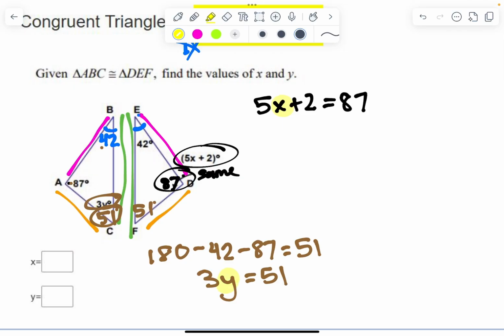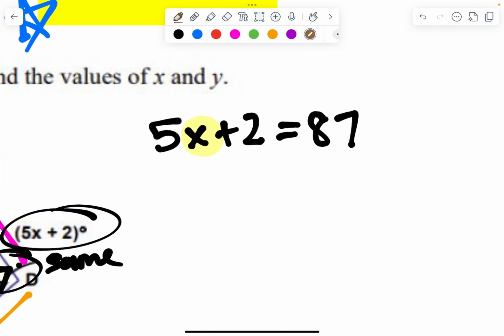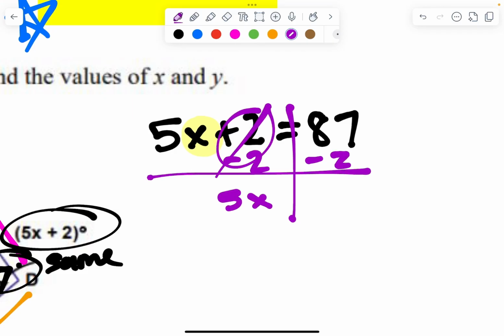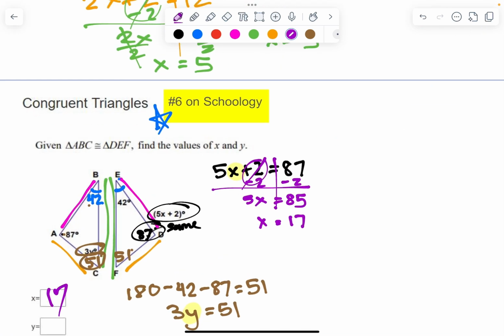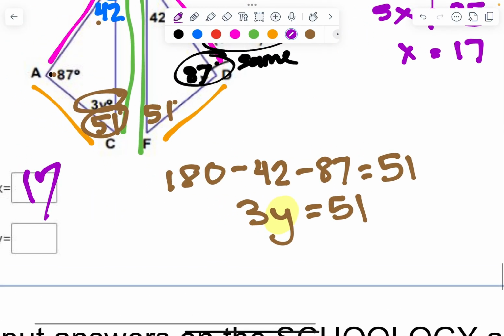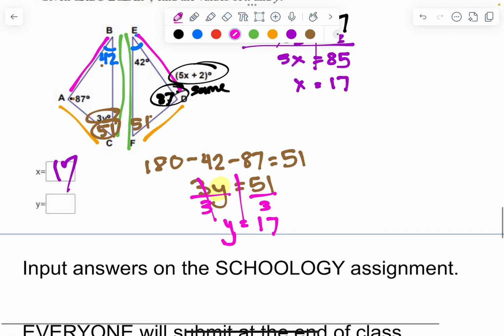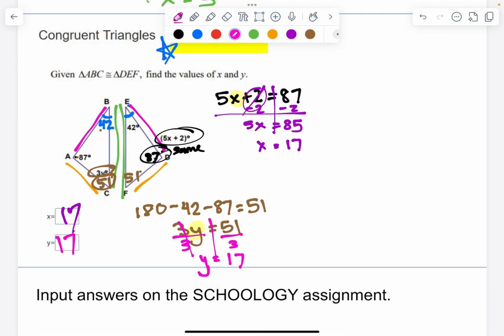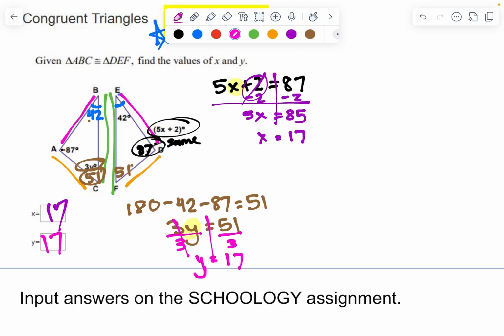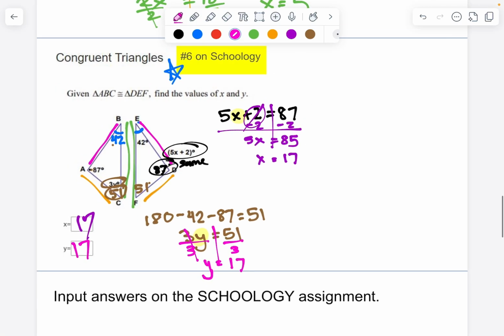We have our x and we have our y. When I go up to my first equation, solving for x, we subtract 2 on both sides. 5x equals 85. x equals 17. So our x is going to equal 17. When we solve for y, we have 3y equals 51. To undo multiplication, we just jump straight to division. And we have y equals 17 again. Now, they're not always going to be the same. In this case, they just happen to both be 17. You are going to put all of your answers in on Schoology and use your note page to help you.